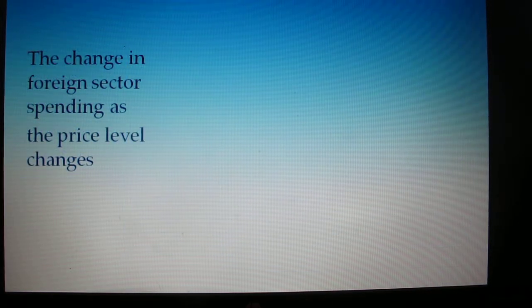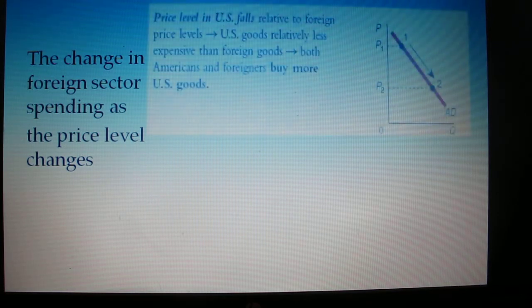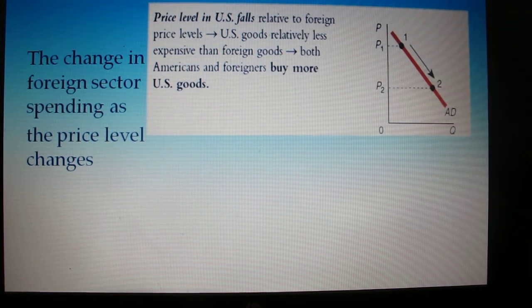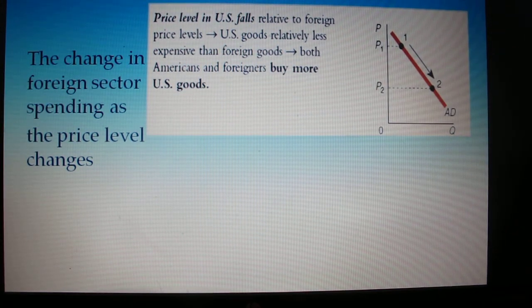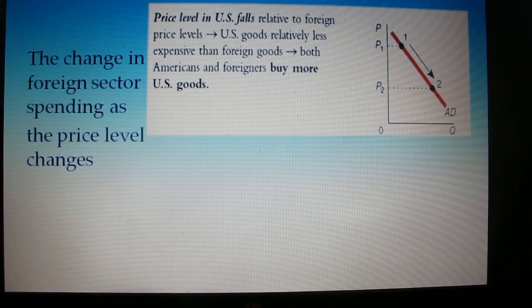The final reason that the aggregate demand curve is downward sloping is called the international trade effect. The price level in the U.S. falls relative to price levels overseas. U.S. goods become relatively less expensive than foreign goods as that price level drops. So both Americans and foreigners buy more U.S. goods. And of course, the opposite holds true.